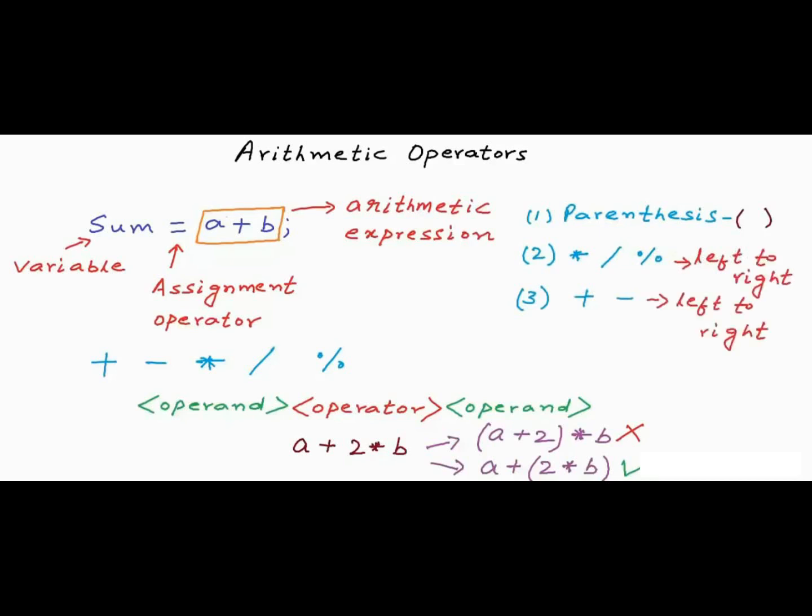By this expression a plus 2 into b, what we implicitly mean is a plus, and then 2 into b within parentheses. If we want the addition to be performed first, then we must put parentheses explicitly. We should actually write the expression like this.